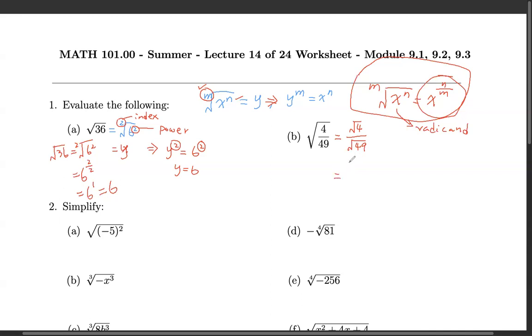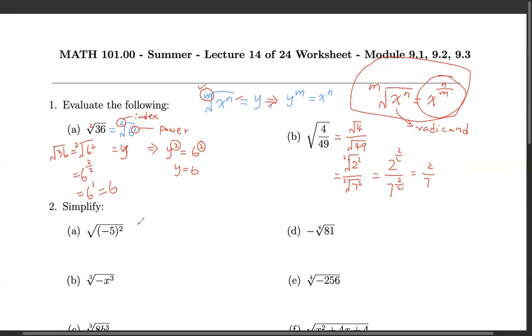Now we know the square root of 4 is 2. Why? Because 4 can be written as 2 squared. The square root of 49 is 7. Why? Because 49 is 7 squared. The index is 2 by default. So whenever m equals 2, we just don't bother to write the 2 over there. When you do not see a number with this radical sign, that's by default 2. Now we have 2 raised to 2 over 2, which is 1, and 7 raised to 2 over 2, which gives 2 raised to 1 divided by 7 raised to 1, which is 2 over 7.